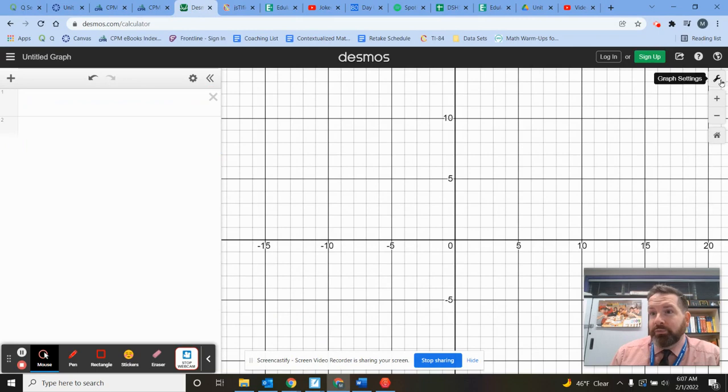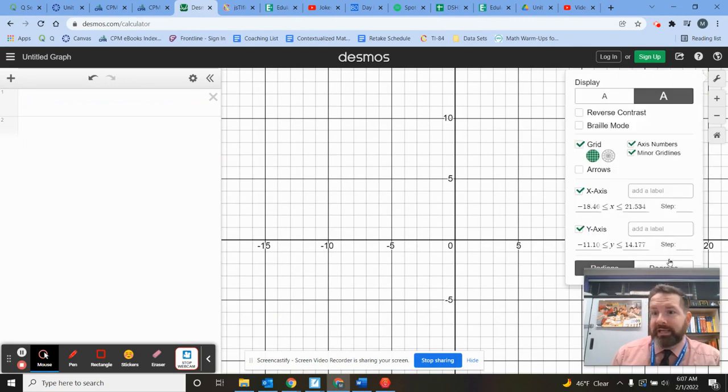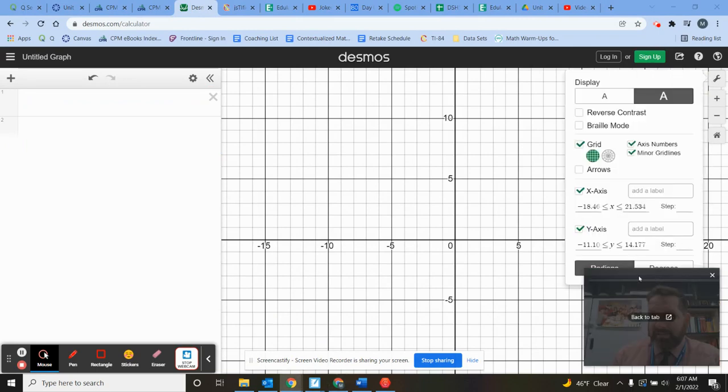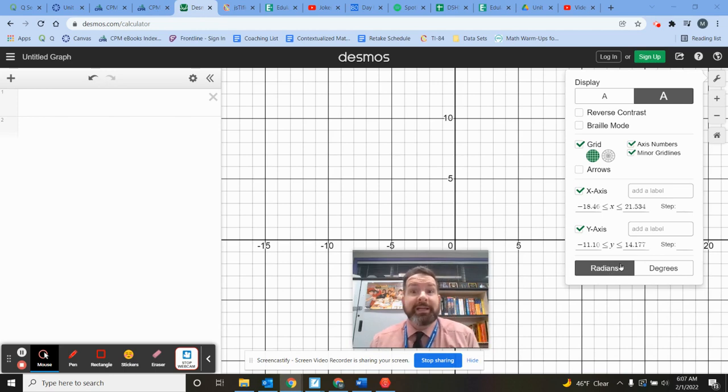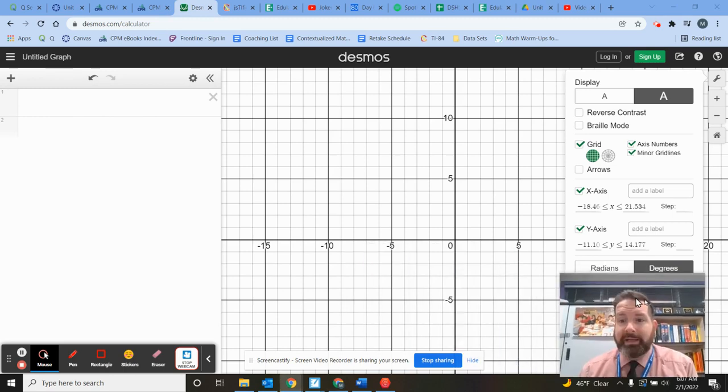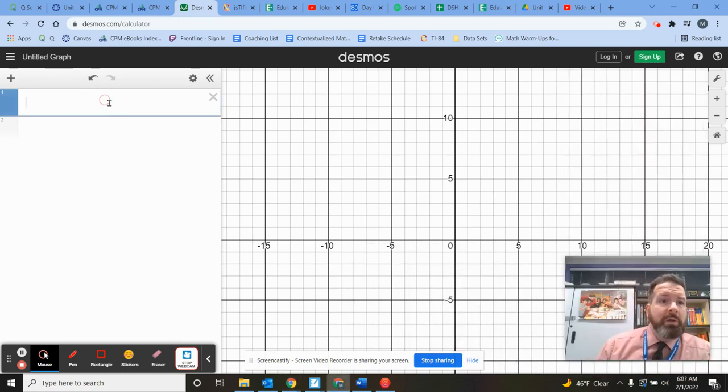Now on Desmos, you've got to do the same thing. It's in your little wrench over here. You click it, and if you look at your settings, as I move this out of the way for a moment, you need to click it over to degrees. Once you do it once, you don't need to do it again until you reload a brand new Desmos. So that means you're probably going to have to do it every day.